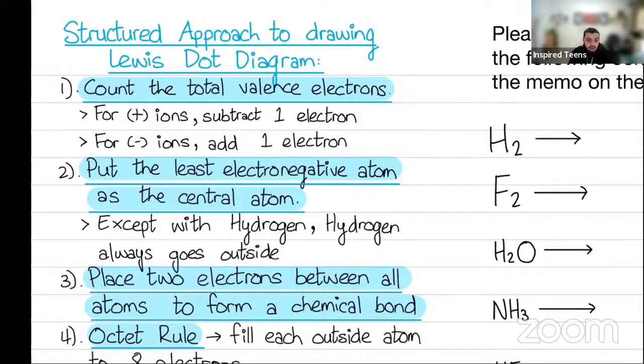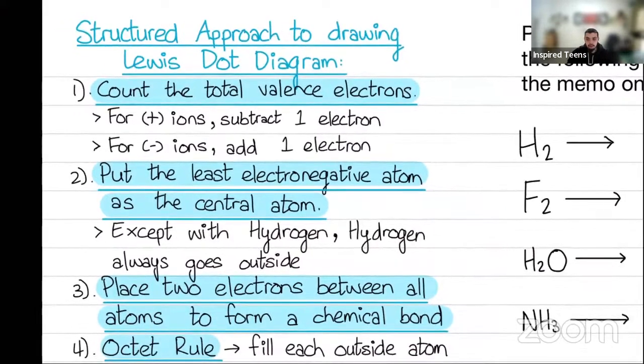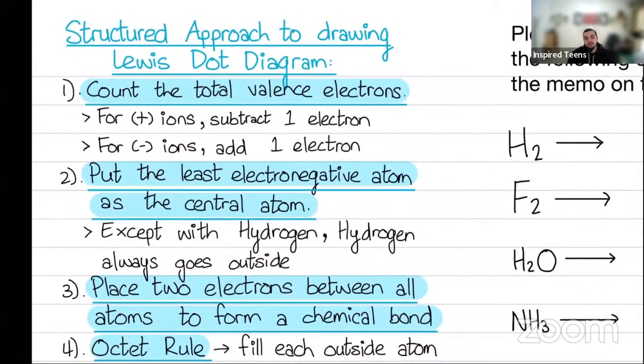Okay, so we're going to go through the rules, very important, and then we're going to go through the rules with regards to some of the examples. We're not going to do all. You guys can go practice some. But you'll get the concept, right? So let's read through the rules. This is a structured approach to drawing Lewis dot diagrams.